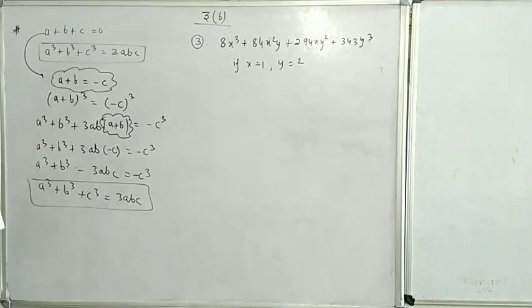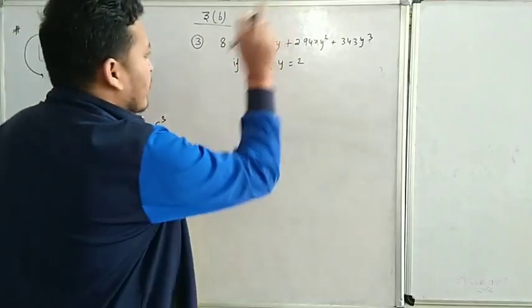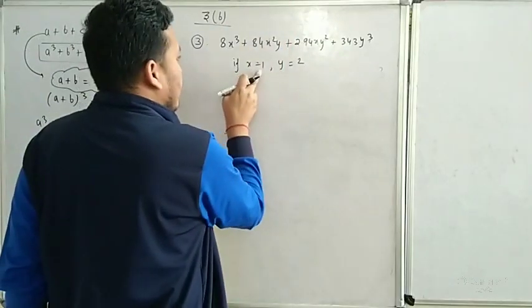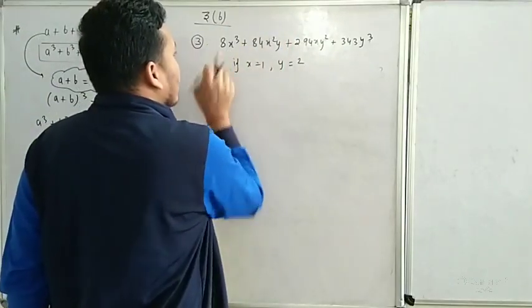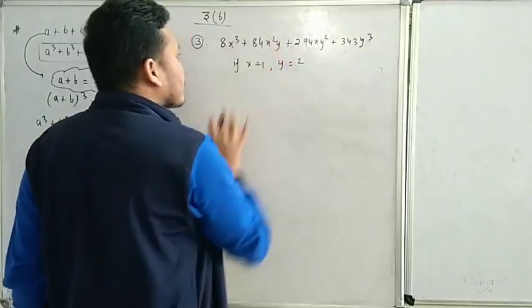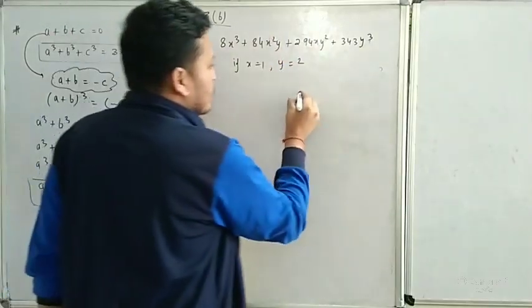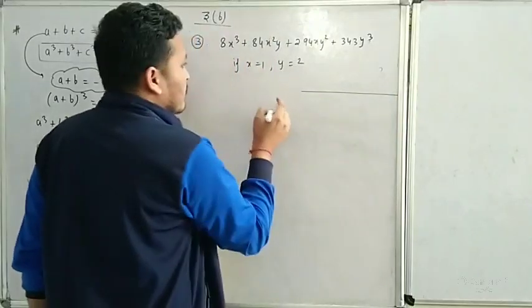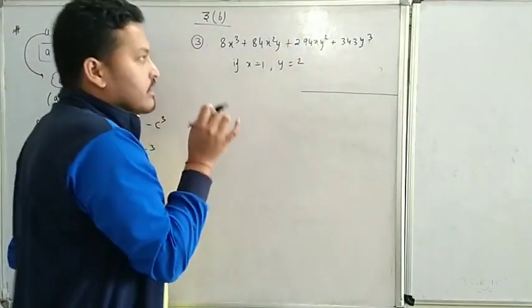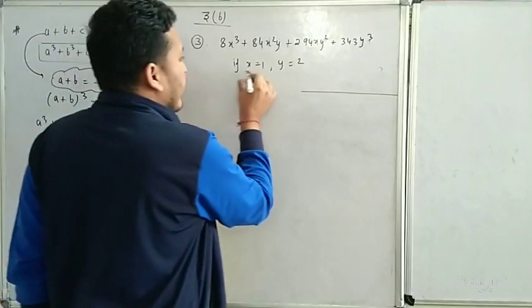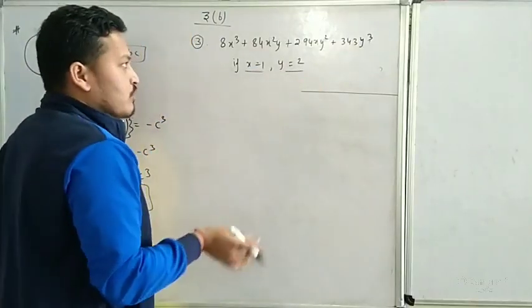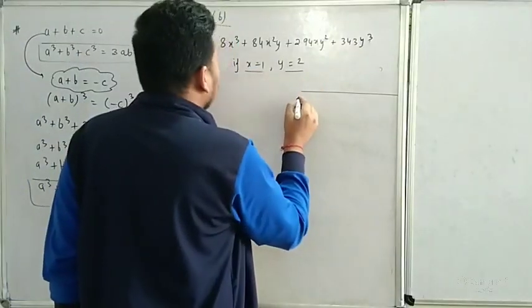So question number 3, this is our first part. One thing you can do here is substitute the value of x and the value of y. You can solve this question in two ways. Solving means we have to find our answer as a numerical value. Substitute the values of x and y. This is the first method.